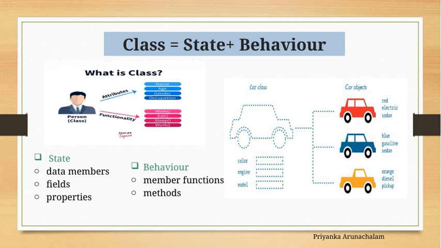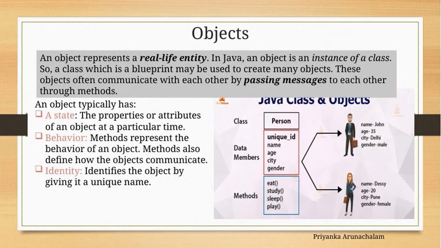Remember, understanding how state and behavior work together is key to designing good classes and, ultimately, robust applications. Now, let's take a closer look at objects, which are fundamental to understanding Java programming. An object typically has three key aspects: its state, its behavior, and its identity. The state refers to the properties or attributes that describe the object at a specific moment in time. Think of it as the current condition or characteristics of the object.